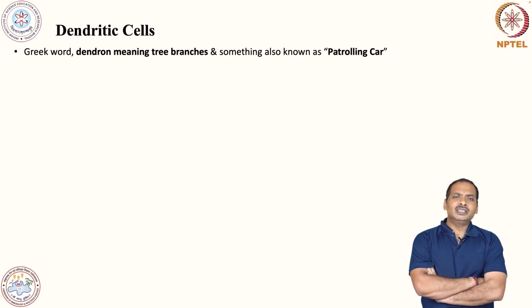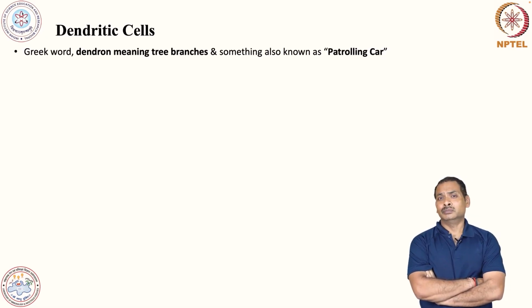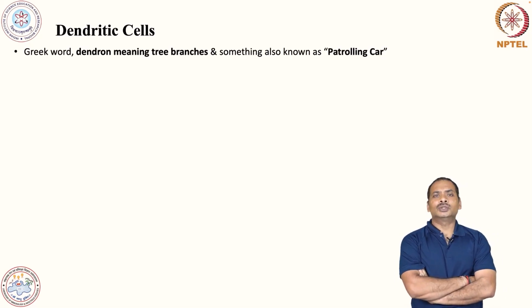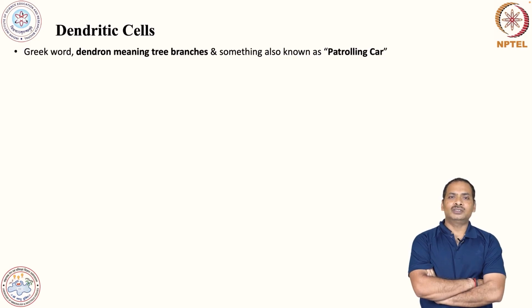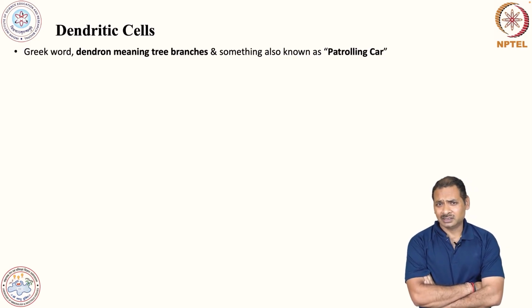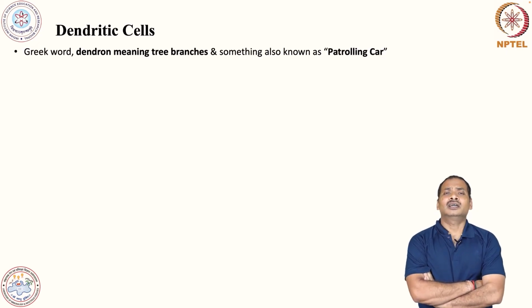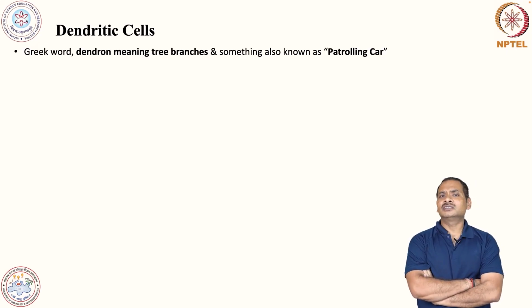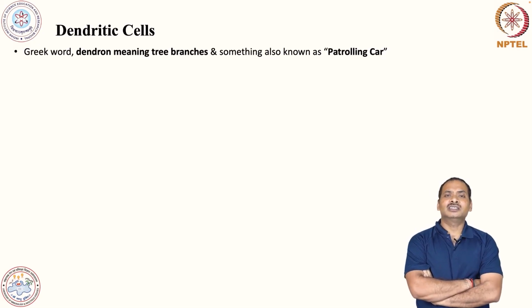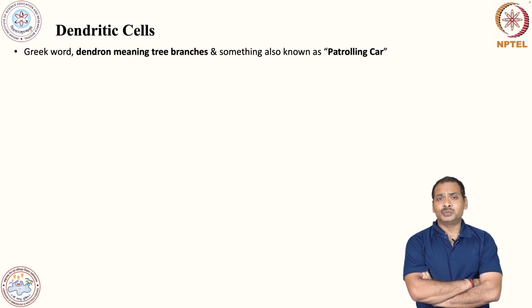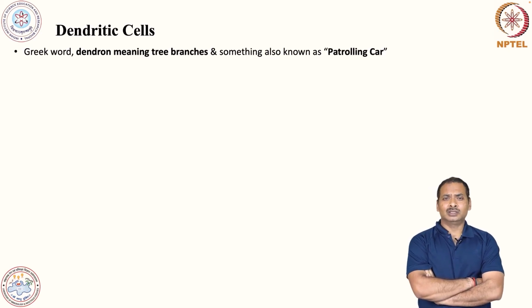These dendritic cells are also known as patrolling cars. This is because of their function. Dendritic cells basically perform the function of a patrolling car. They keep on scanning our different barriers. For example, in the skin they keep on scanning, and if there is some intrusion of some pathogen, then that will be sensed by the dendritic cells, and then they will elicit an appropriate immune response, which I will explain later in this session.